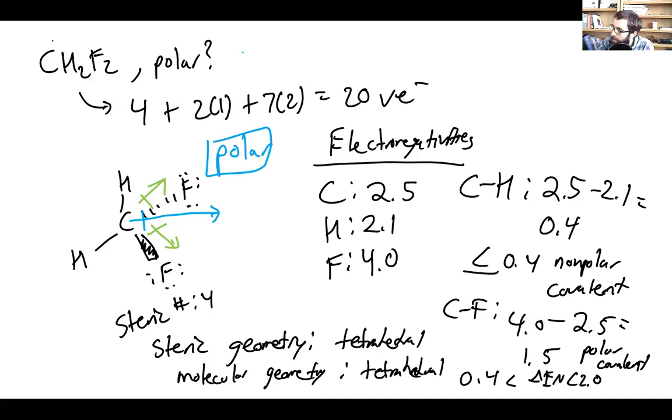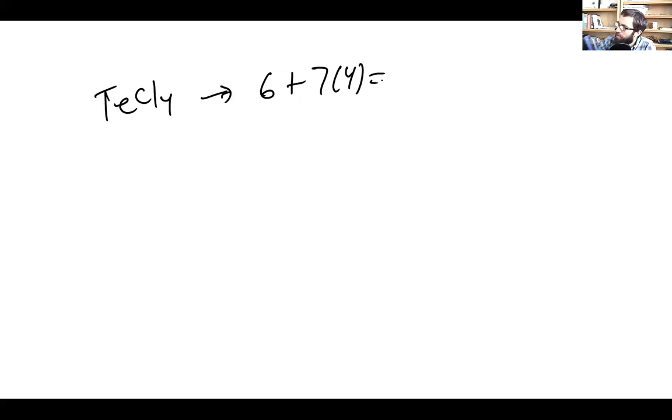Okay? And so the answer is yes. All right, so let's do another example. Tellurium tetrachloride. Is it polar or not? Well, we have 6 valence electrons, 7 each for the chlorines. That's going to get us 34 valence electrons.